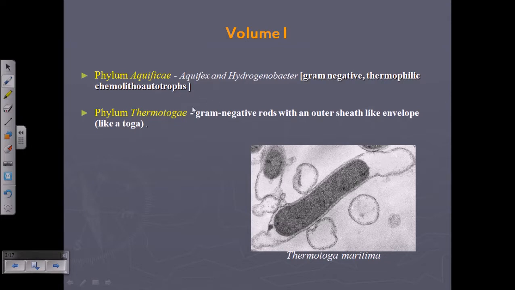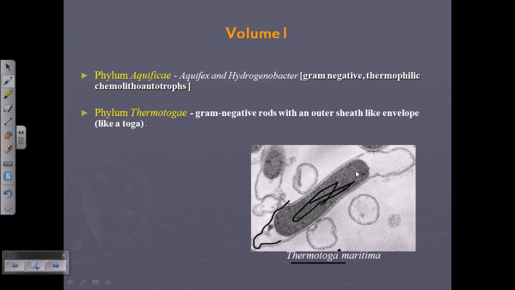In volume 1 we are generally talking about archaea. Among these, the one we are going to talk about most importantly is Thermotoga, because this is my favorite one. Thermotoga is a very important one. Why? Because the structure of the cell of Thermotoga is quite unusual. If you look at the structure, this dark black portion is the cytosolic environment, and the part surrounding this dark part is the cell membrane of Thermotoga.